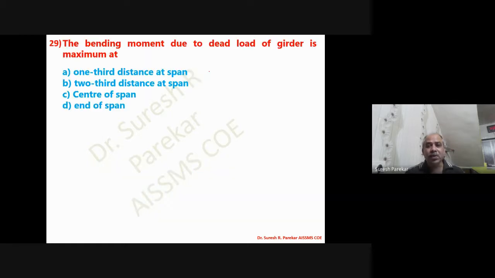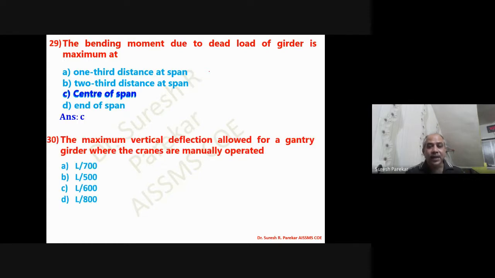The bending moment due to dead load of girder is maximum at the center of span, because for dead load we have directly WL square by 8. So option is C. The maximum vertical deflection allowed for a gantry girder is L by 500.